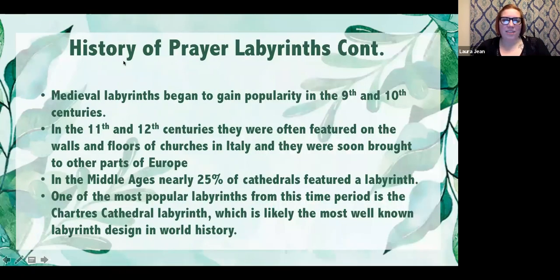Okay. So again, a little bit more history. Medieval labyrinths began to gain popularity in the 9th and 10th centuries. In the 11th and 12th centuries, they were often featured on the walls and floors of churches in Italy. Those were soon brought to other parts of Europe, and that just grew like wildfire all over Europe, to the point where in the Middle Ages, nearly 25% of European cathedrals featured a labyrinth built into the floor or outside.